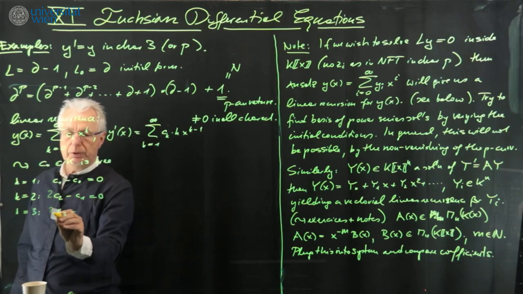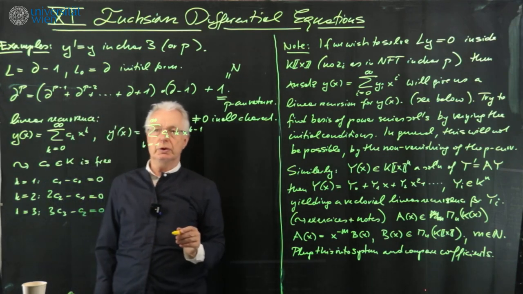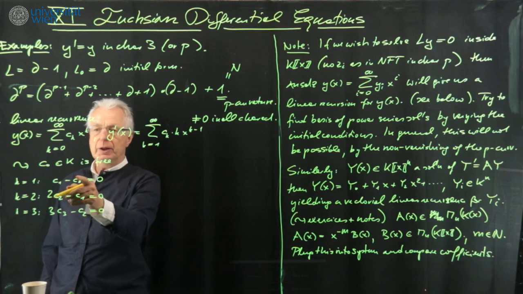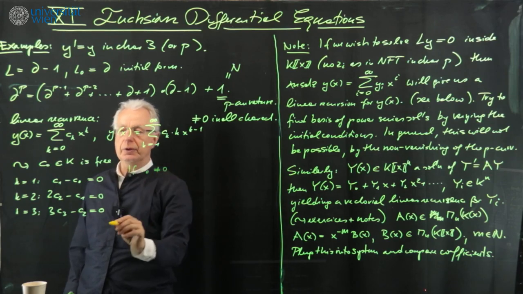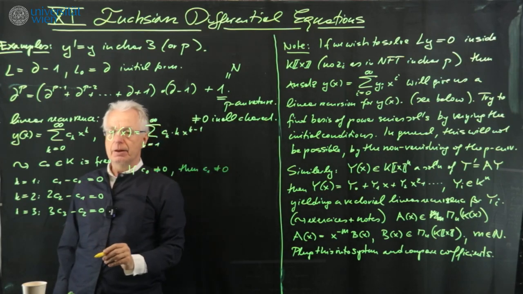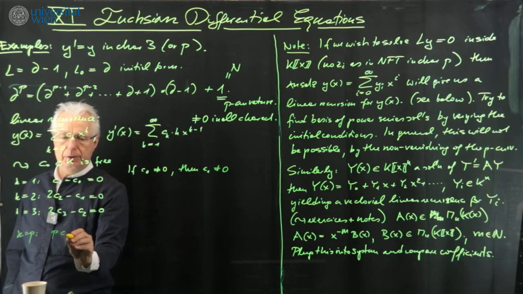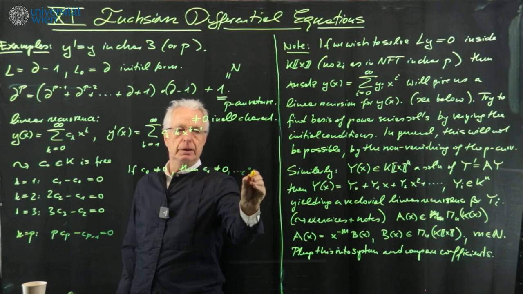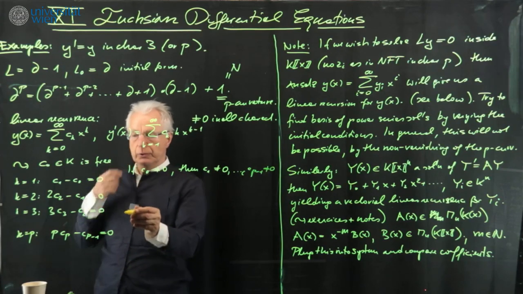Sorry, here we have a 2, here we have a 3, of course. C2 is 0, the usual generating function for the exponential. And now you see, if you start with c0 non-zero, you will get c1 non-zero, and you run up to p. So here we have k equals p: p cp minus cp minus 1 equals 0. So up to cp minus 1 non-zero, and then we get a problem, because then we cannot solve.